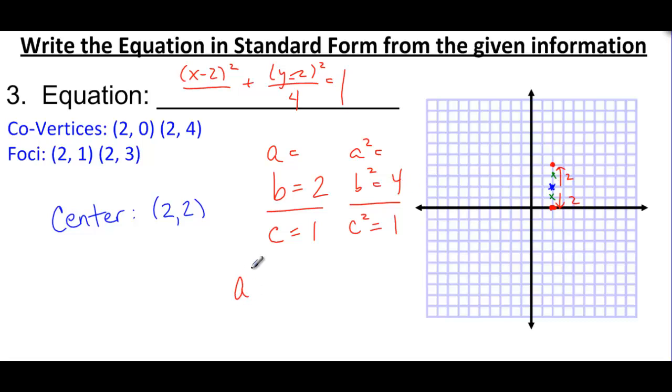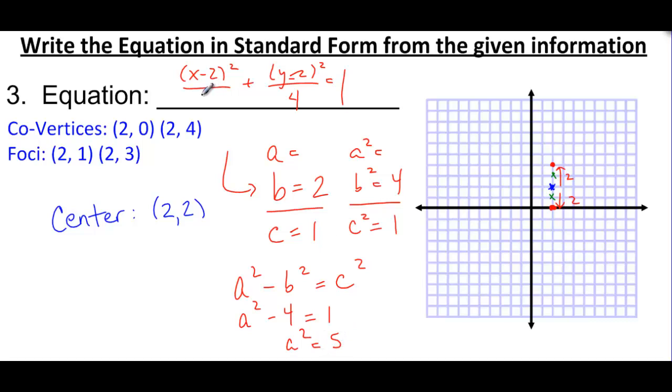So I know a squared minus b squared equals c squared. Again, we're adding for an ellipse, so I remember that I'm subtracting my a squared and b squared. Now I know a is going to be larger than b because b were my covertices, which are the smaller ones, and a are my vertices, which is going to be a larger number. So I can do the larger number minus the smaller number. Well, I don't know what a squared is, but a squared minus 4 should equal 1. So if I add that, a squared is equal to 5.